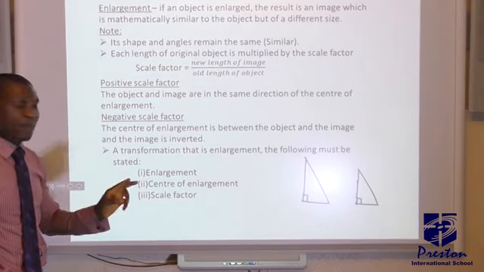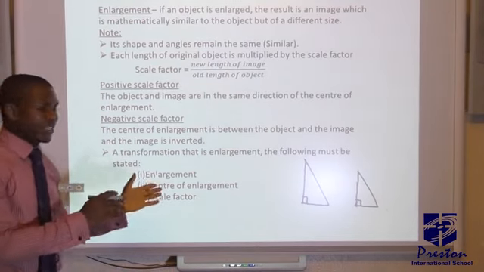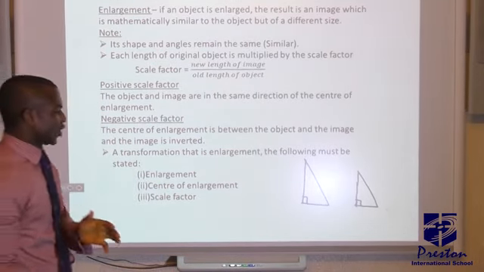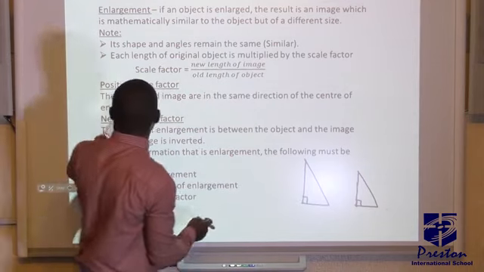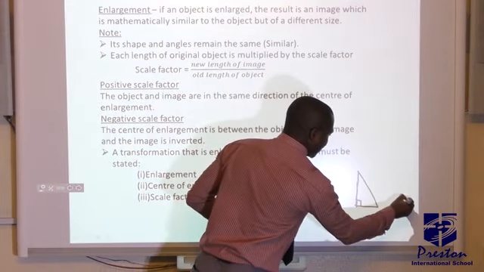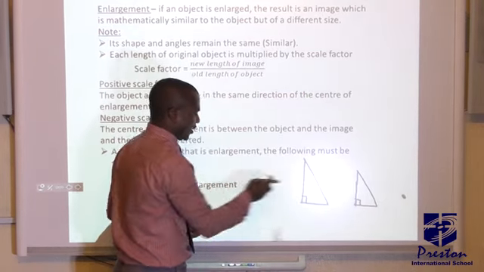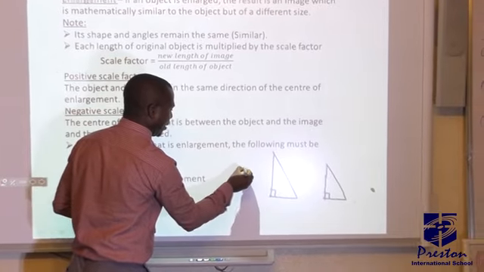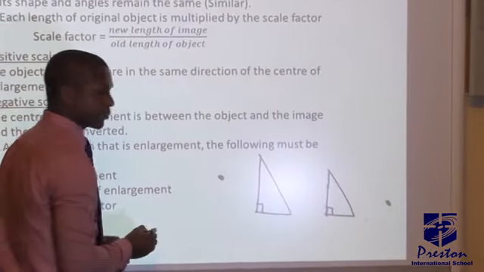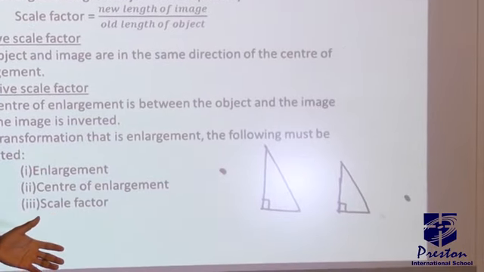Now, when the scale factor is positive, both the object and the image are in the same direction. Take for instance, if we have a positive scale factor, that means that our center of enlargement will be at this point for both the object and the image, or it may be at this other point for both the object and the image, depending on what we are looking at.